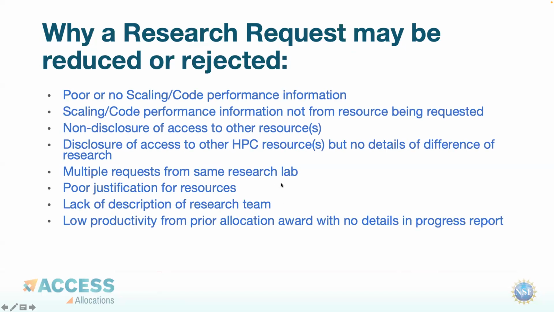And then really this last part is, why can a research request or a maximized request, these large research requests, why could they be reduced or rejected? So I've tried to touch on these as I presented earlier slides. So one would be poor or no scaling performance information. You just didn't do the testing. You didn't do it well.